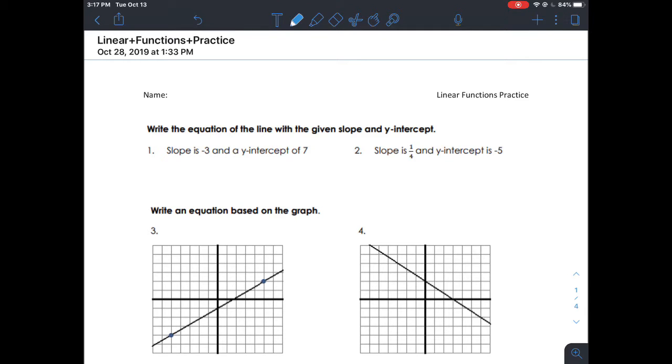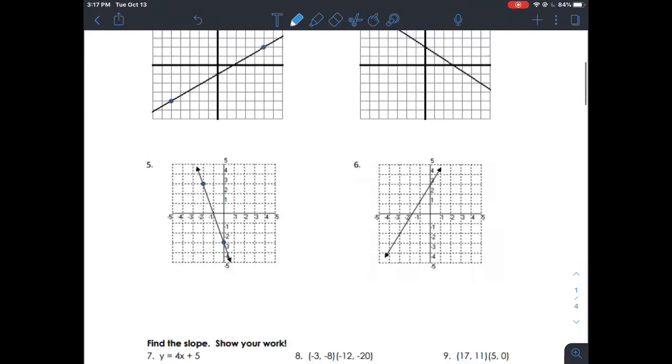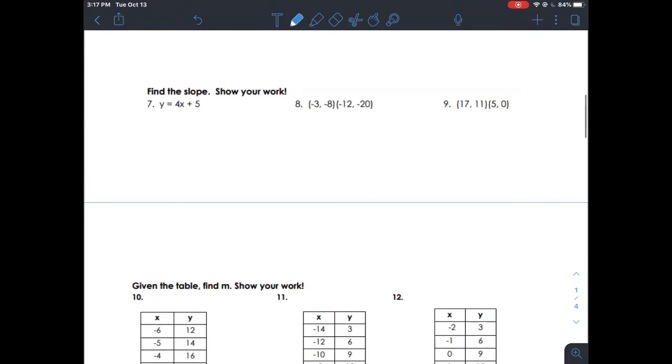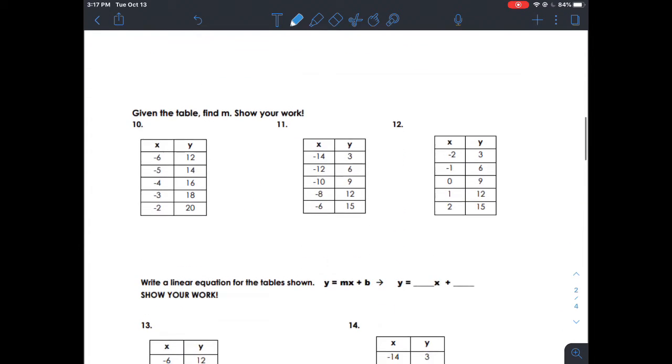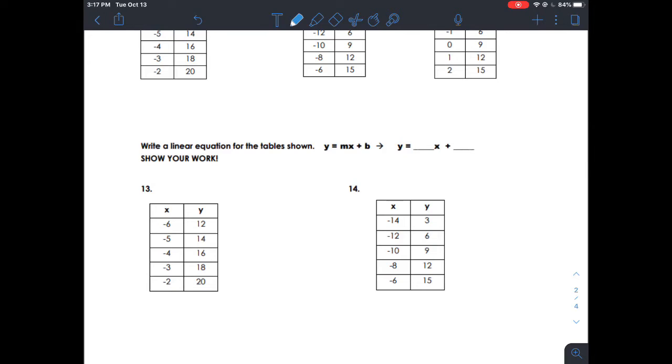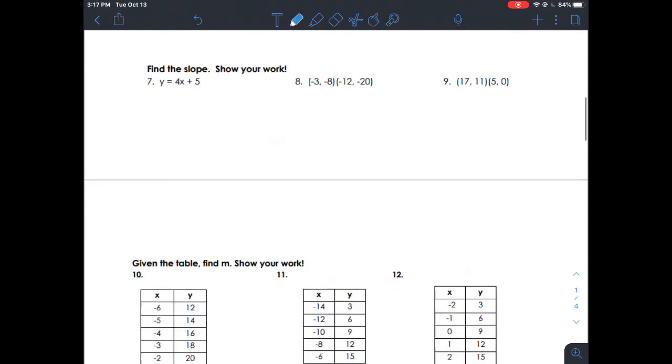All right, we are on linear functions practice. This is using linear functions. We're going to write the equation based on some given information, based on the graph. We're going to find slope given information, find slope given a table, and finally write an equation given a table.